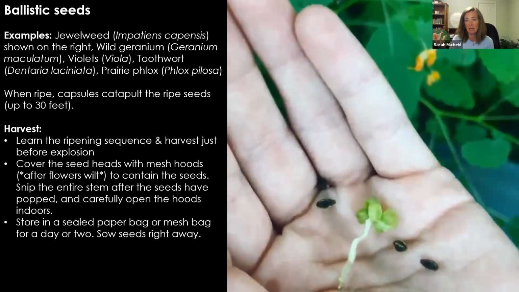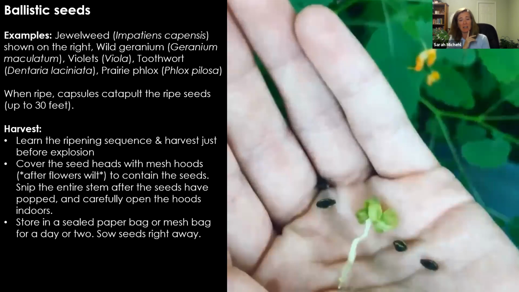And there's a couple different kinds of plants that do this. Jewelweed does this. You find this growing in wet, kind of disturbed areas. It's in the culverts all around my neighborhood. Wild geranium, which is a spring wildflower, is a catapulter or ballistic seed. Violets do this too. So does toothwort. Those are all kind of the spring plants. And then prairie phlox does it, or Phlox pilosa.